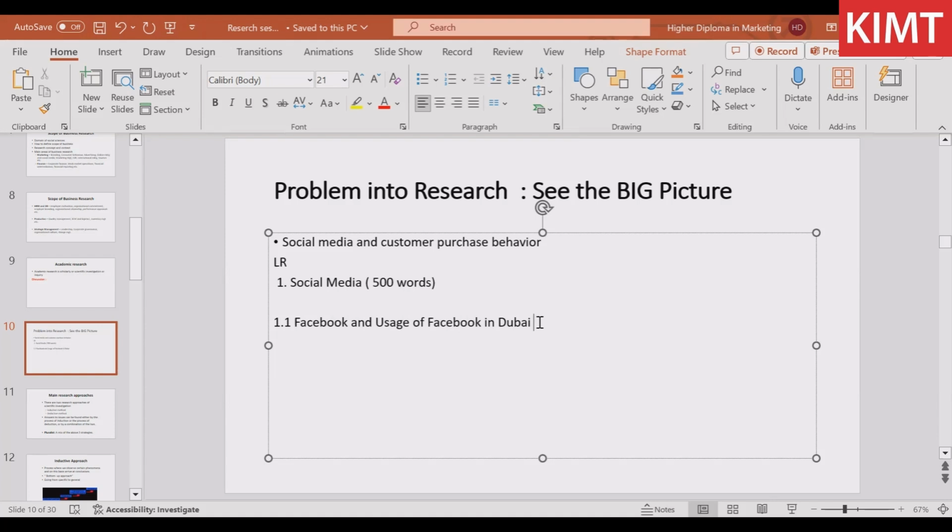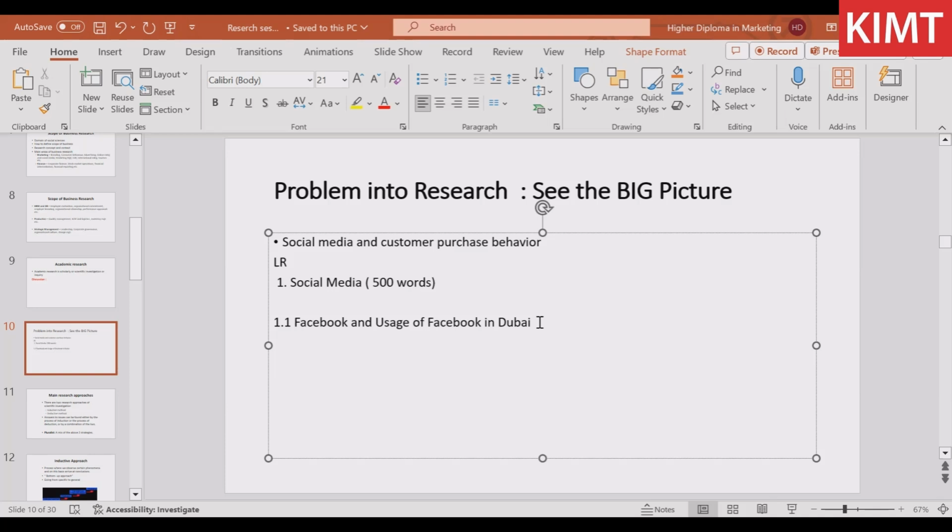What is Facebook? What was the year it started? Right? What is the information model of Facebook? What are the different applications of Facebook? What are the challenges Facebook faced? Right? Ups and downs of Facebook. All these things you explain.